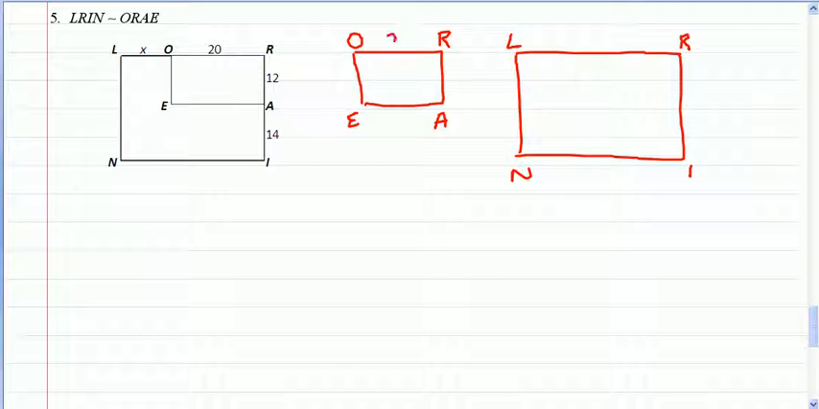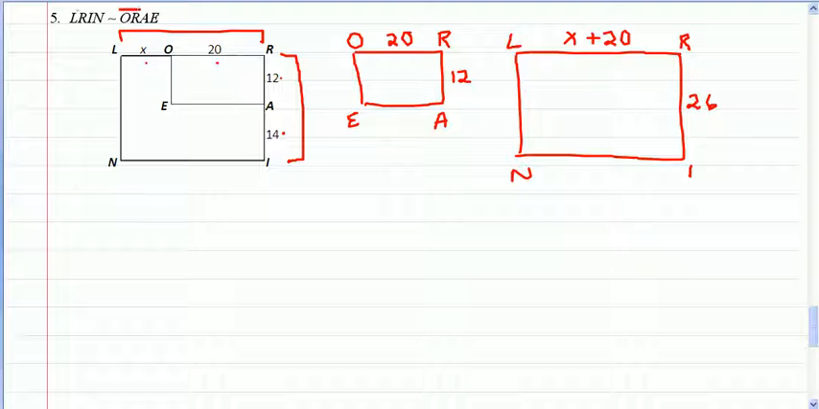And OR is 20, RA is 12, RI is 12 plus 14, which is 26, and then LR is x plus 20, and I write it just like that as x plus 20. Be very careful that you don't write 20x. You're not multiplying, you're adding the two parts together. And I am given side OR and LR. So that's my first proportion, OR over LR.